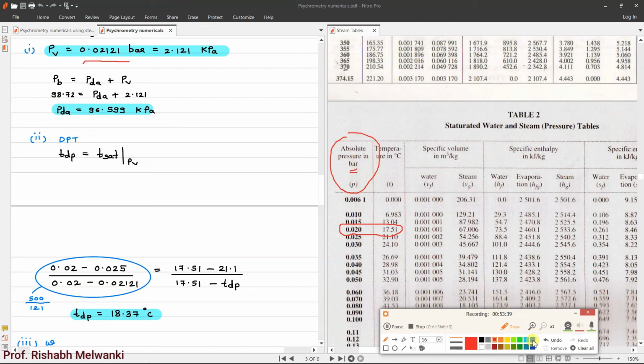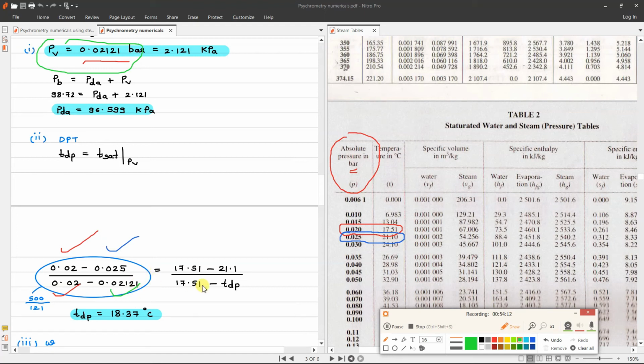Okay, and the lower value, if you see, it is 0.025 bar. Okay, so I've done the linear interpolation over here. 0.02 minus 0.025. Okay, this is the first one, then this is the second one, divided by 0.02 minus this PV value. What is that? 0.02121 bar.